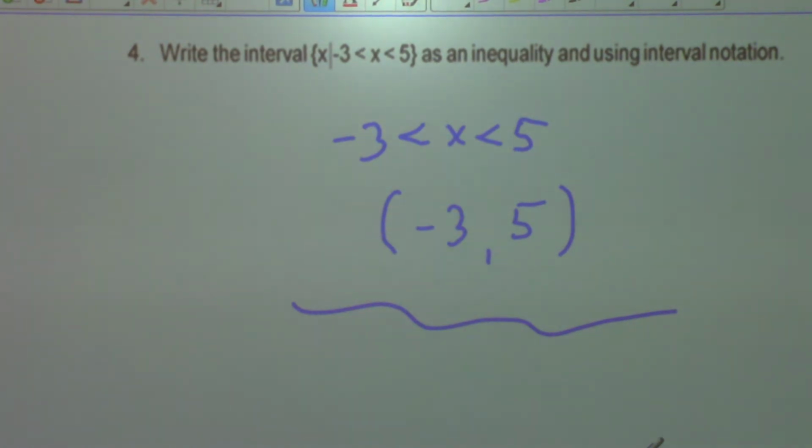This is pretty easy, isn't it? Is it too easy? Is it wasting your time? No. Okay.